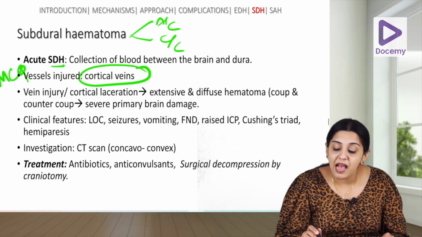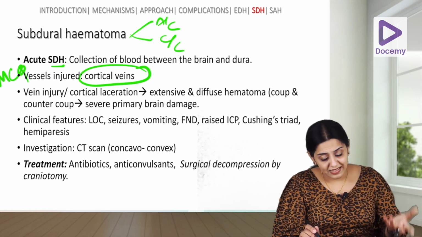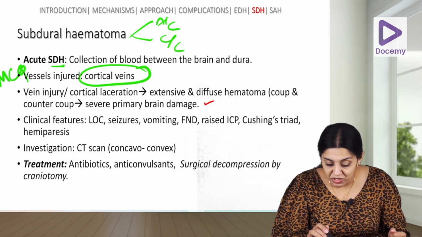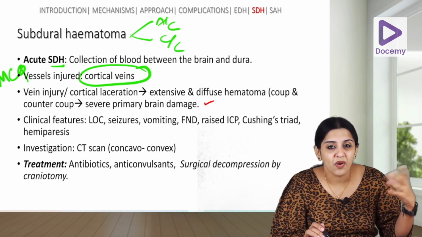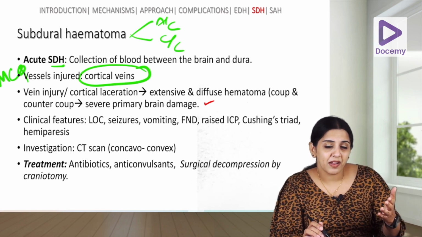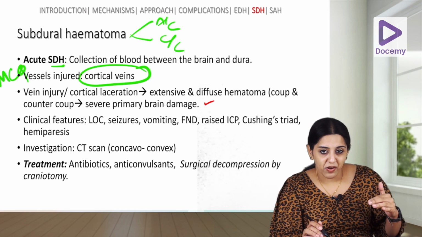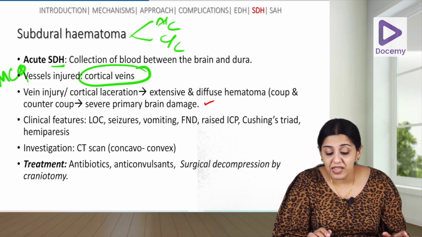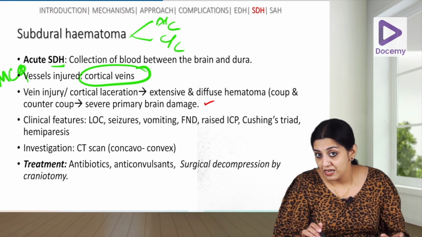So sometimes as part of the contrecoup effect also SDH may develop, and this can cause severe primary brain damage because it is in close contact. It is underneath the dura. Of course, it is above the arachnoid, but still it is in close contact with the brain, so it can lead on to severe primary damage.